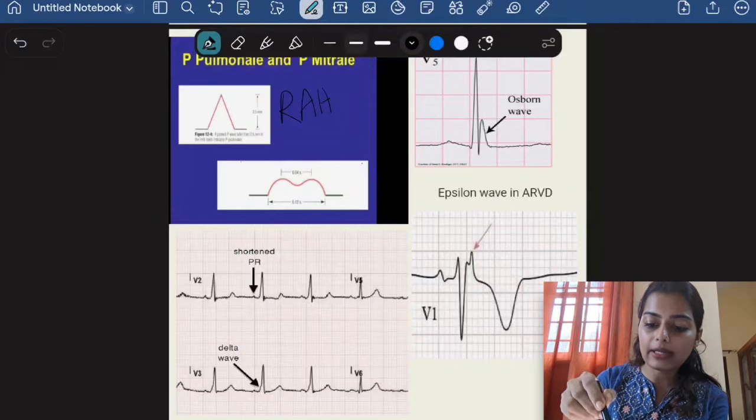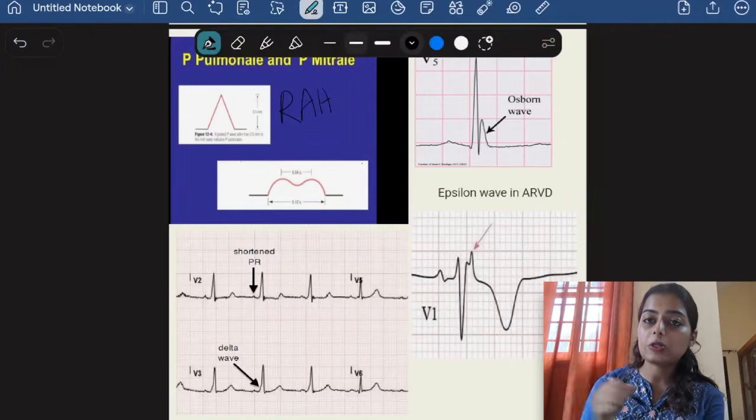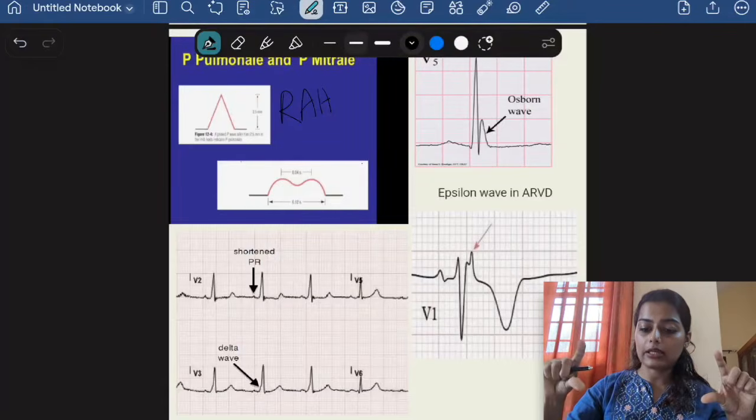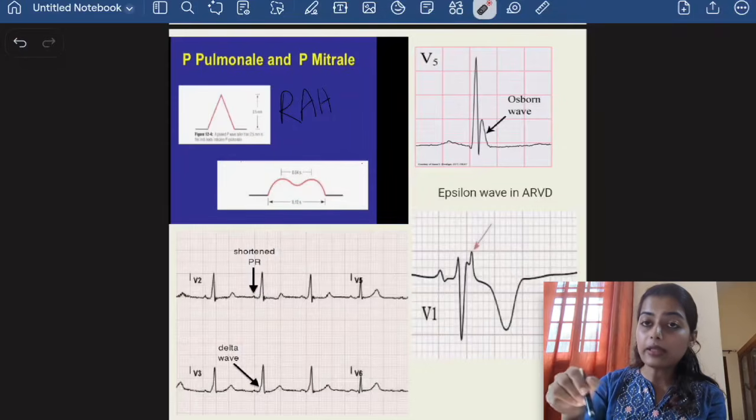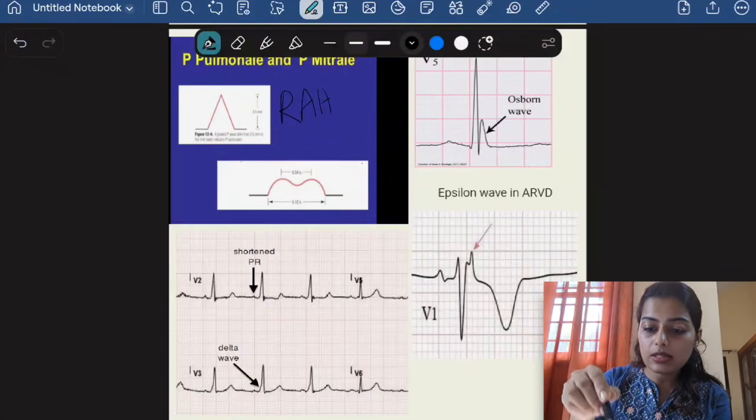What is P mitral? P mitral is the condition where the width of the P wave increases. So this is the P mitral. Here you can see the width of the P wave has increased, and we can see two peaks in the P wave. This is called a bifid P wave. This is seen in which condition? This is seen in cases of left atrial hypertrophy.